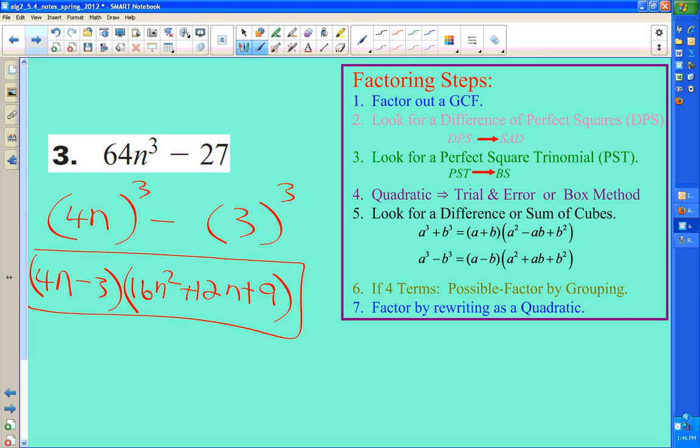Don't start thinking, oh yeah, but this one's a perfect square trinomial, 4n plus 3 squared. It's not. It's never going to be a perfect square trinomial. It's kind of looking like it, but the square root of 16 is 4, the square root of 9 is 3, and 3 times 4 is 12. That's not half of 12. So it's never going to be factorable. So don't fall for that trick.